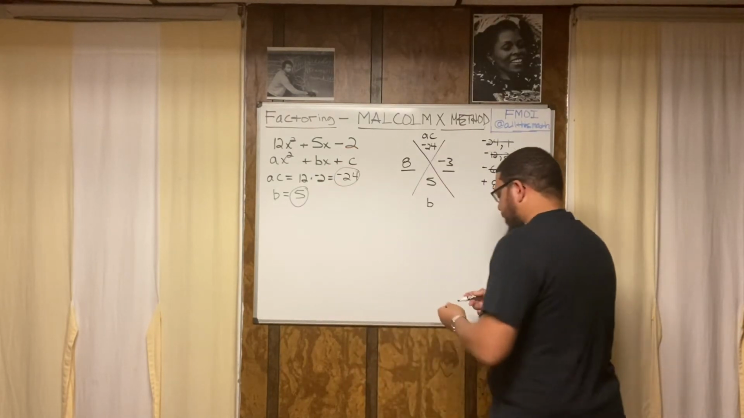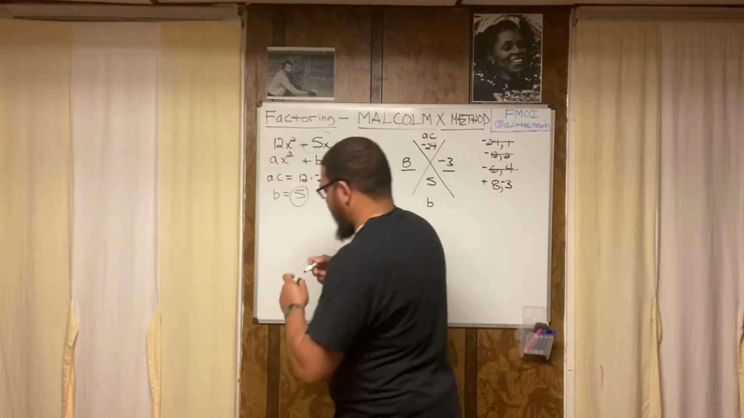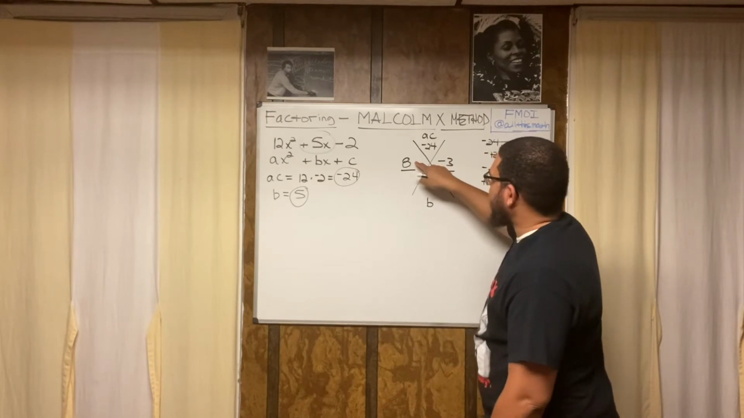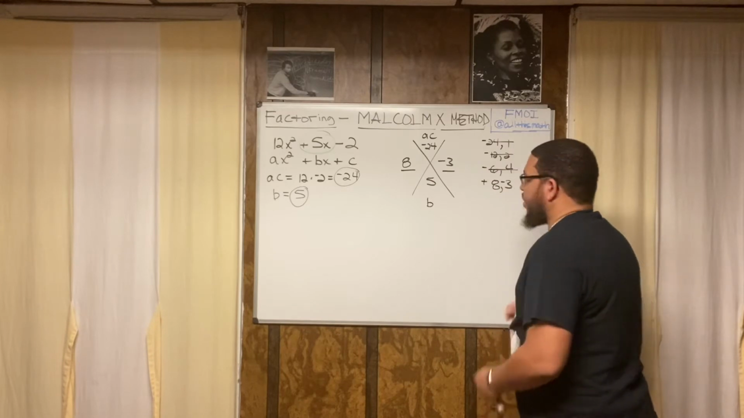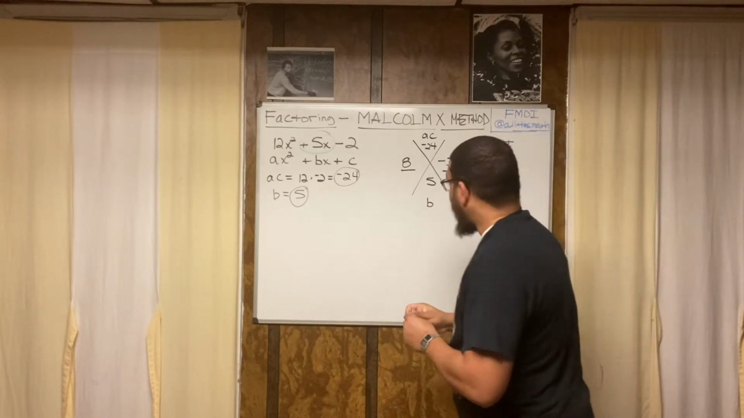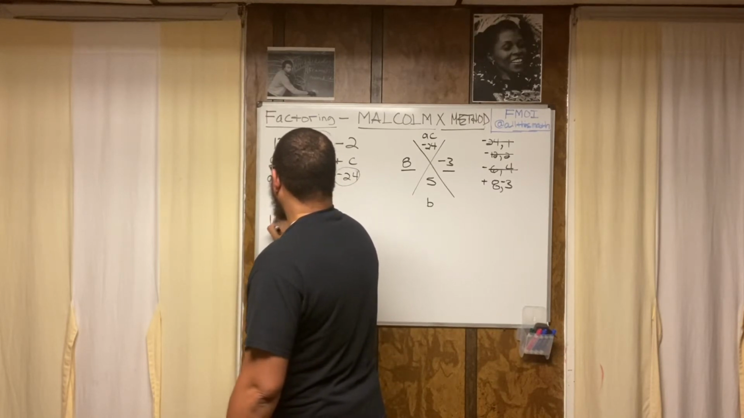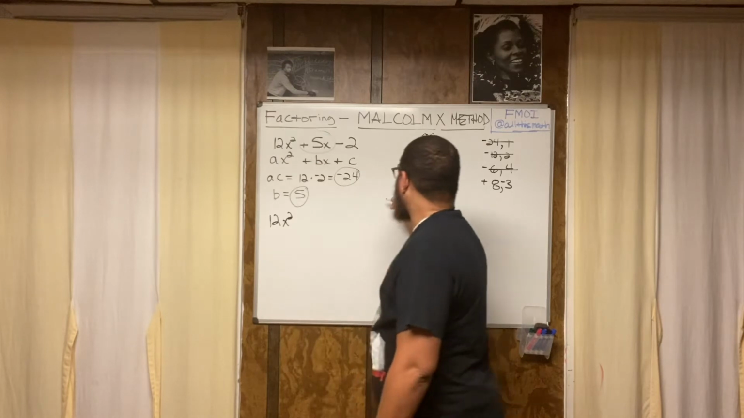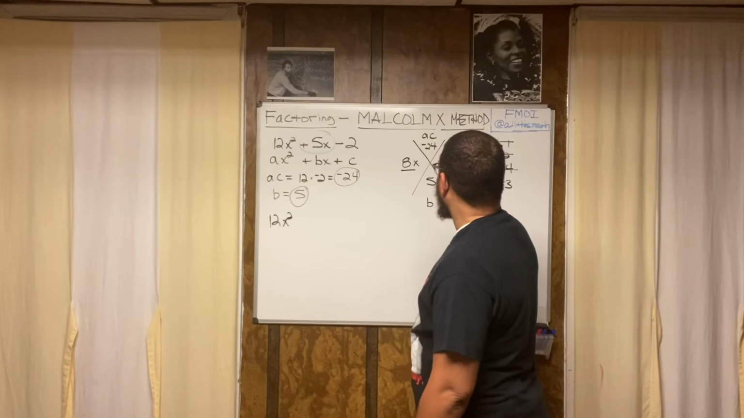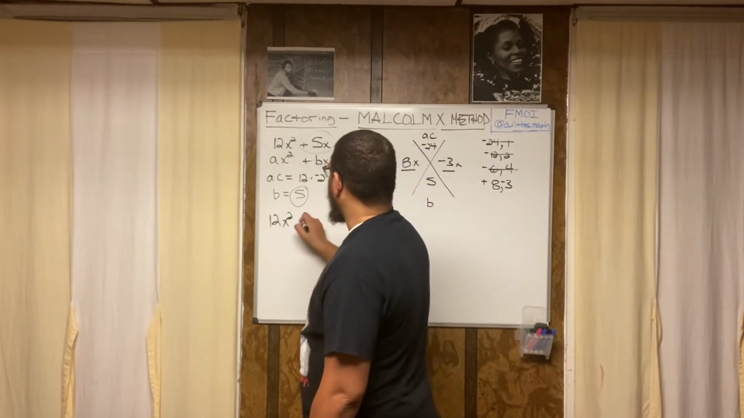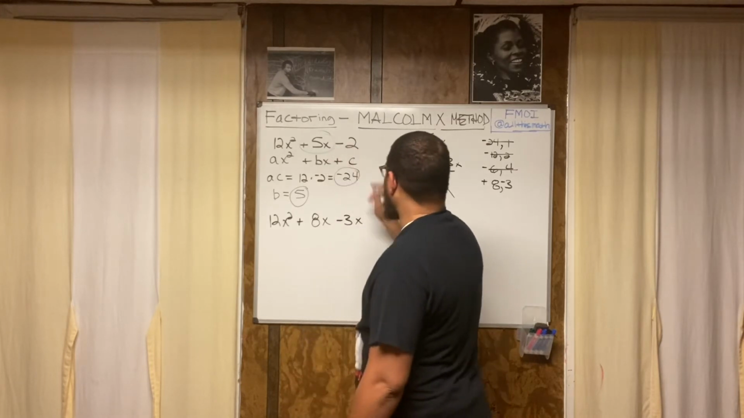This 5x is going to change. This 5x is going to get stretched out into positive 8x and negative 3x. And now I'm going to have a 4-term polynomial, right? So the 12x squared is going to stay the same. But the 5x is going to change into 8x and negative 3x. So 12x squared plus 8x minus 3x, and then the minus 2 is still there.